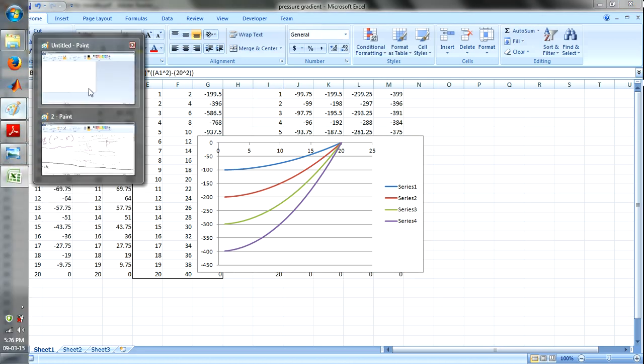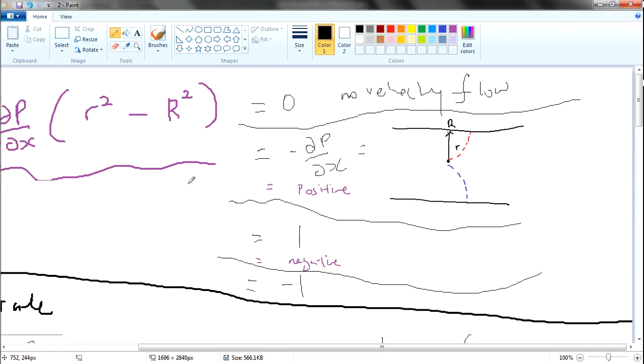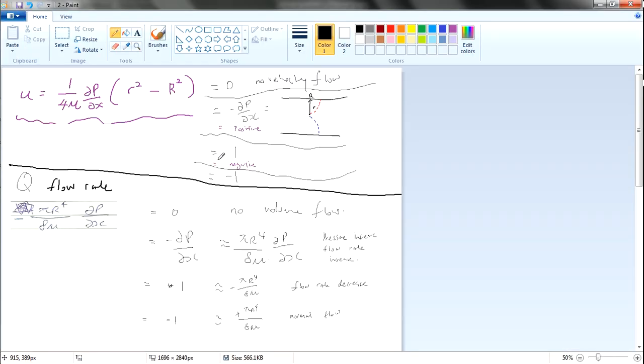So I have this thing. So this is actually the u, right? The velocity. While this is the flow rate. So we have four conditions, or maybe perhaps five, but I'll just let it be four first. So when it is equal to 0, when what is equal to 0? When the pressure gradient is equal to 0, there is no velocity field.